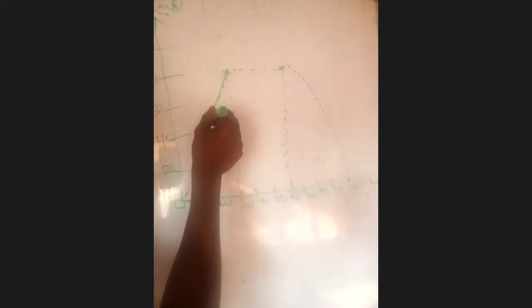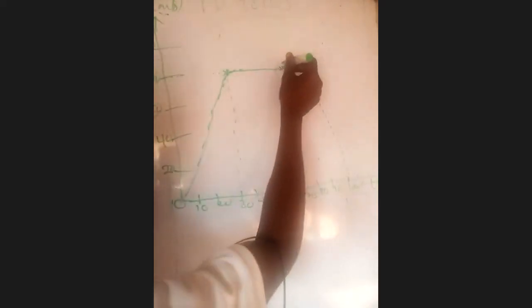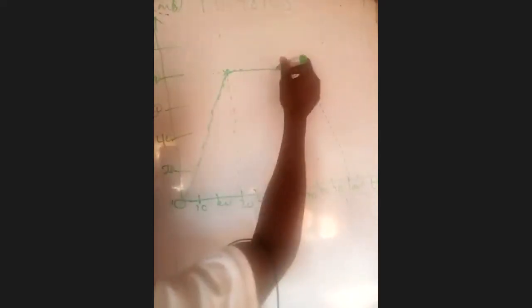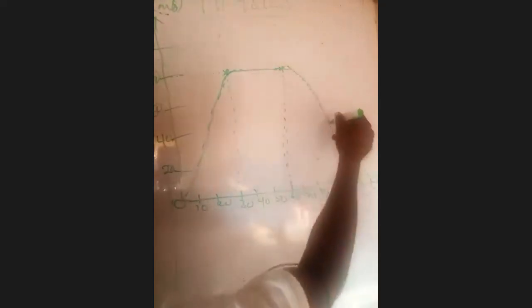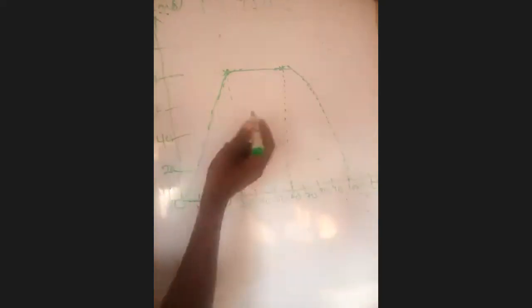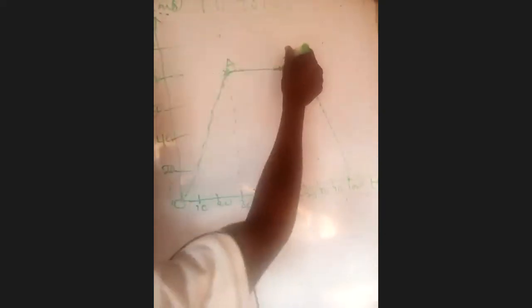Now, the question says to sketch the velocity time graph for the motion of this car. So this is where it begins, and this is how it comes to rest. Now we can label the graph. Now we can call this place A, B.